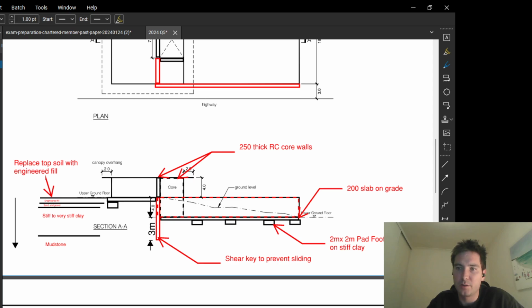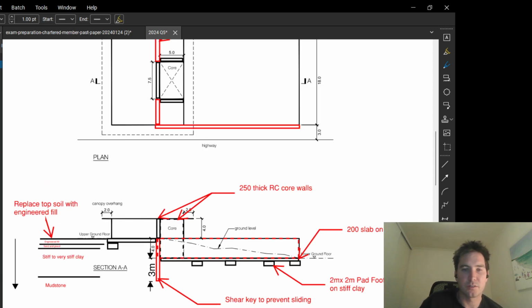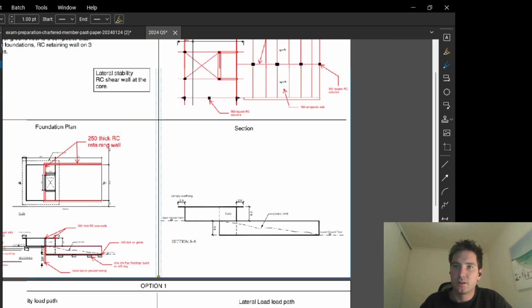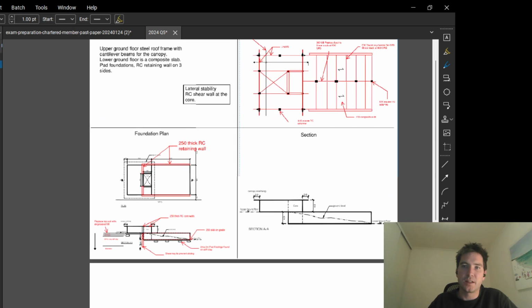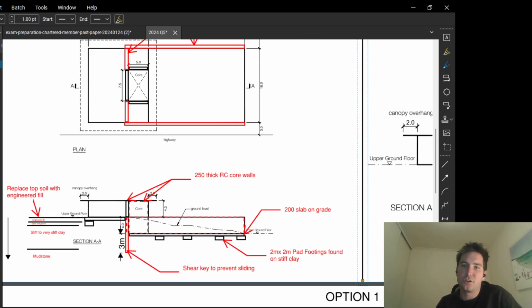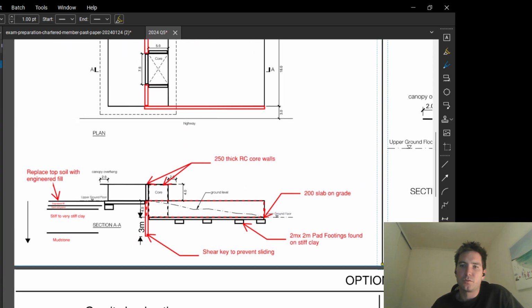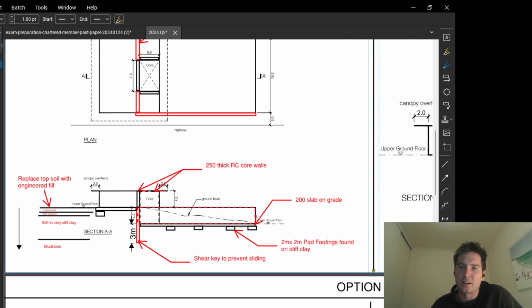It's got a 200 slab on grade. We've got 2 meter square pad footings founded on that stiff clay, which gives us about 100 kPa, and I've sized that just based off the tributary area of one of the columns here. So it's 6 meters by 9 meters, so that's 54 meters squared with about 7 kPa, and then compare that to the bearing capacity in our stiff clay, which we just said had about 100 kPa. And I've used a 2 meter square pad there. Might just double check that calc. I can't remember if I tried it with 5 kPa or 7 kPa.